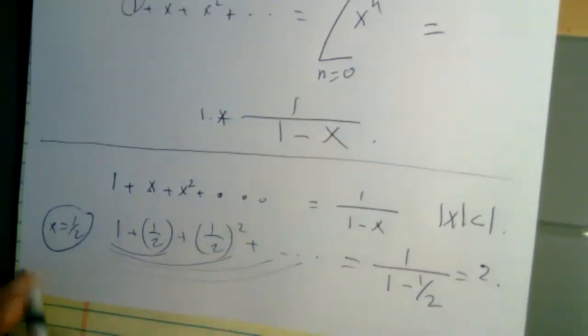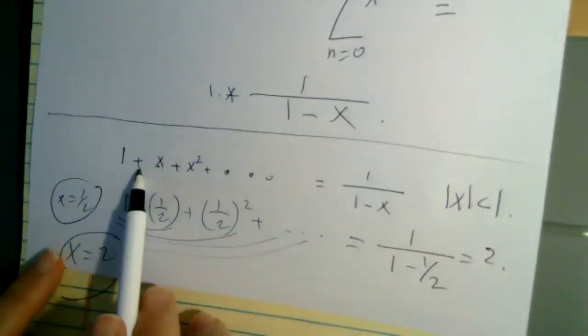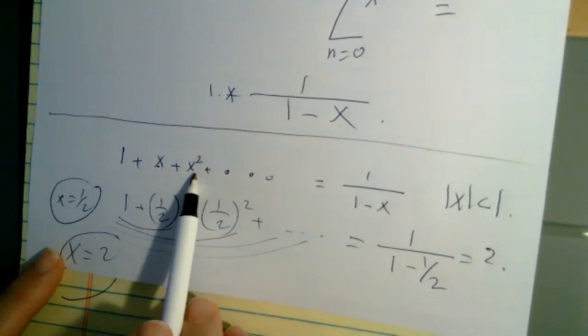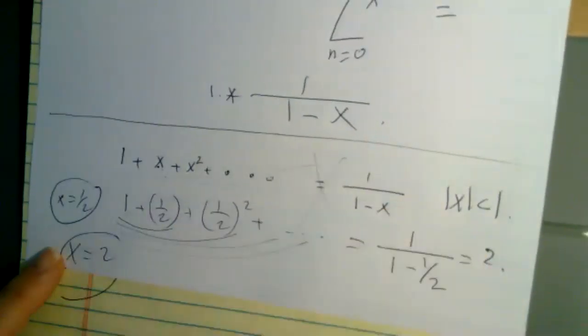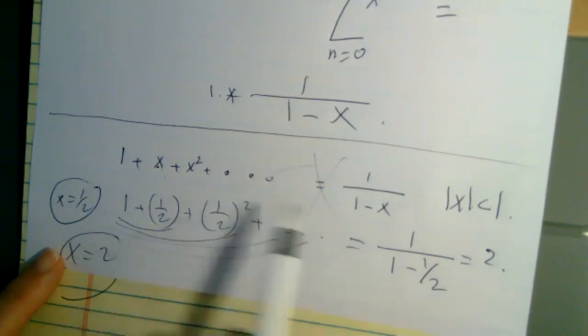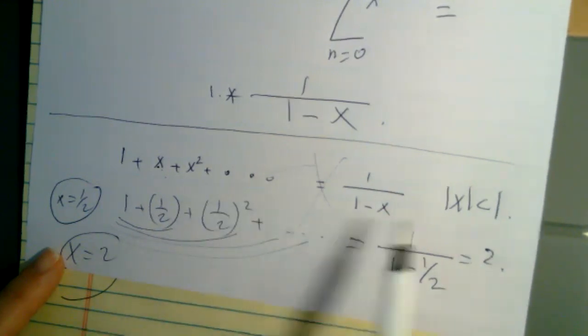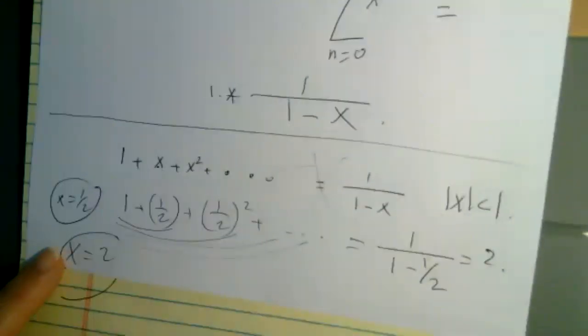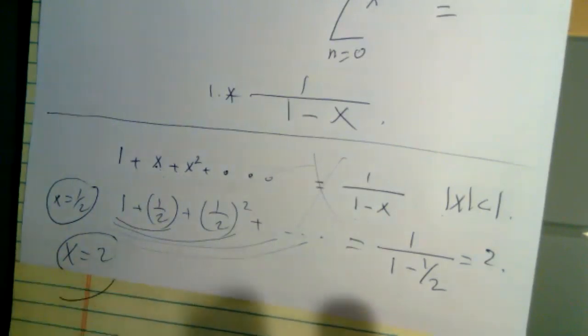If I take x equal to 2, I plug it here, 1 plus 2 plus 2 squared, this diverges. So this equality doesn't really make sense. This equality holds as long as the absolute x is less than 1. So that's so far what we know.